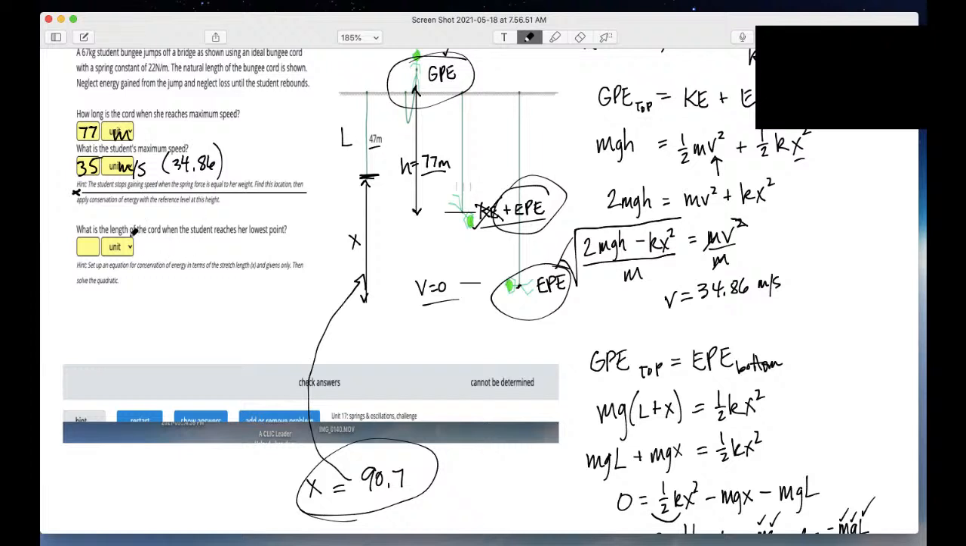So the length of the cord when the student reaches their lowest point is 90.7 plus 47, so 138, and that's in meters. So there you have it.